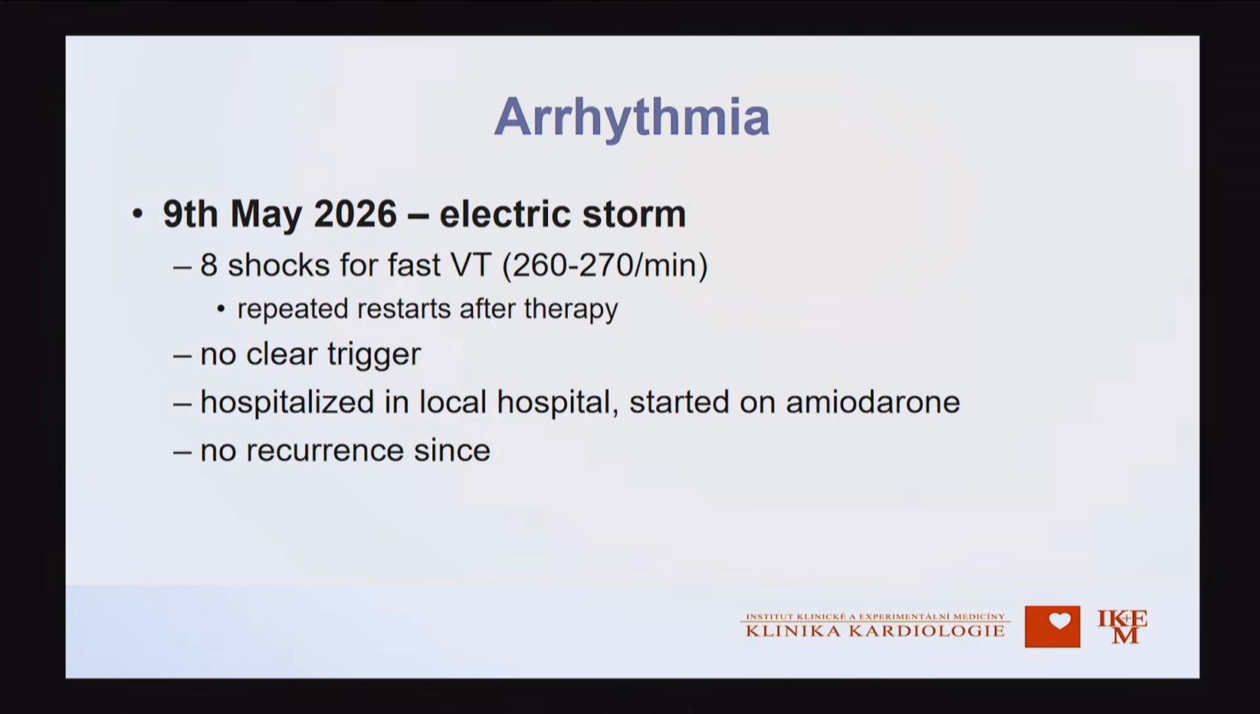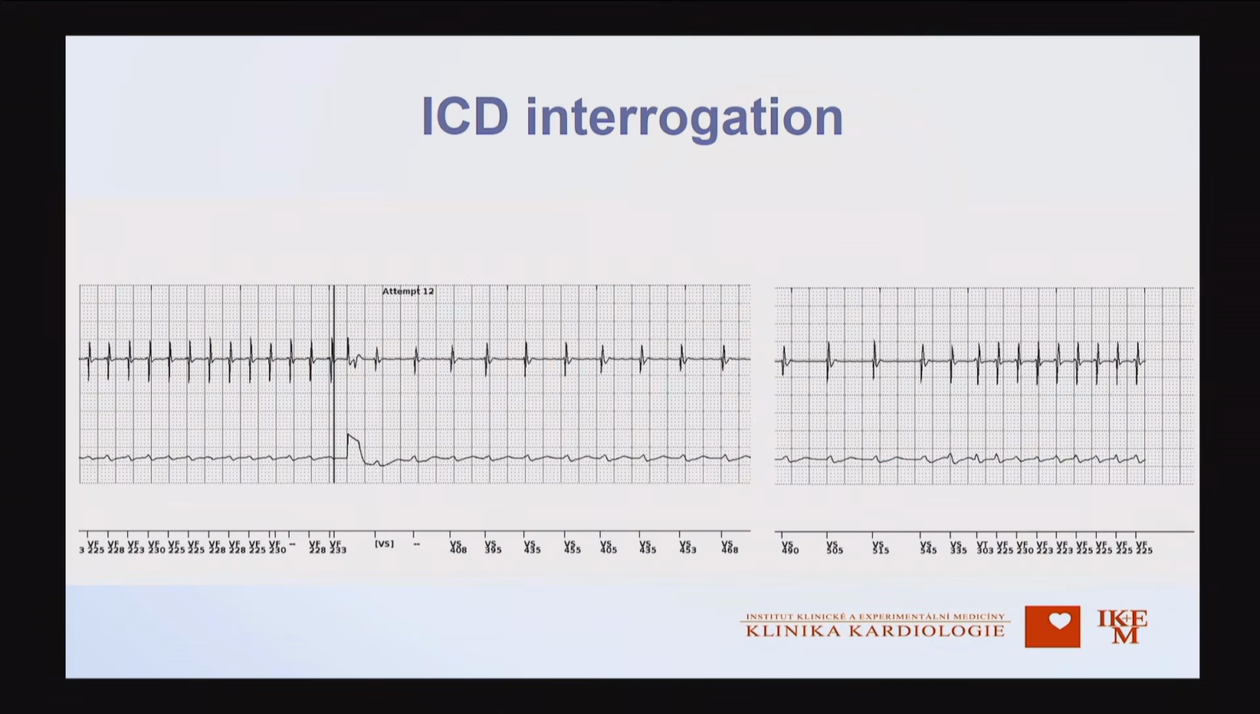Next image. And now what happened was on 9th May 2026, he had an electrical storm. He had 8 shocks for fast VT, 260 to 270 per minute. He had repeated restarts of the arrhythmia after therapy. No clear trigger. He was hospitalized in a local hospital and started on amiodarone, which was now withdrawn, and he had no recurrence since. That is the current status when he was admitted for this ablation. Here you can see, as an example, one of the ICD interrogations delivering the therapy and the restart of the arrhythmia. And that is all.